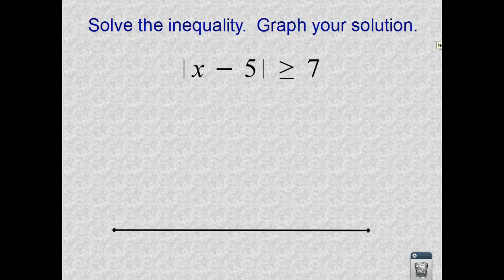Same idea. Solve the inequality and graph your solution. So now we have an additional step. X is not by itself. We have a value that is being subtracted, and it happens to be subtracting 5. So we get rid of all of our inverse operations on the outside of our braces, which, there aren't any in this case. So we are ready to take these absolute value brackets off and set up our two inequalities.